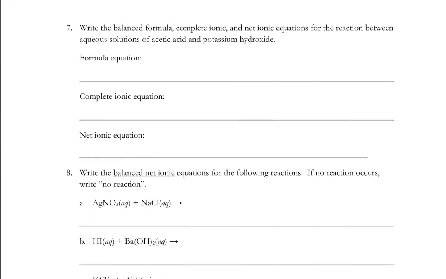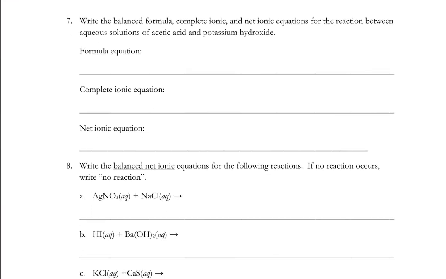Number 7, we have a similar kind of problem as we had in number 6, but it's an acid-base reaction, but we're doing that still exchanging partners. Acetic acid, that's not one of the strong acids, so that means that it stays together for the most part. Potassium hydroxide is a strong base. So bear all that in mind as you write out those molecular or formula equation, net ionic, and then the complete ionic equation.